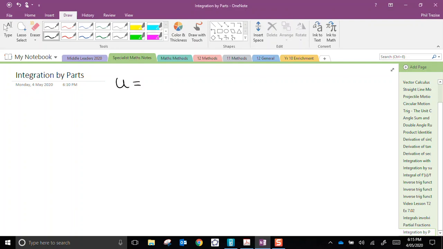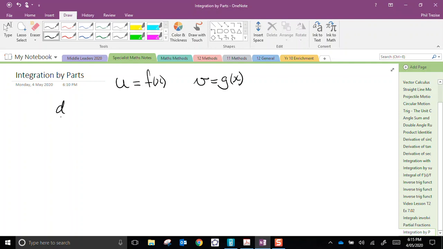So the function u, which is a function of x, and a different one v, which is some different function of x. Now these functions could be anything. They could be trigonometric, algebraic, logarithmic, exponential, you name it, it could be them. So this little proof we're doing is quite general.